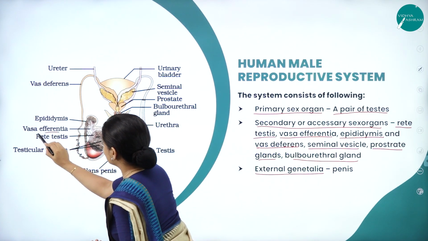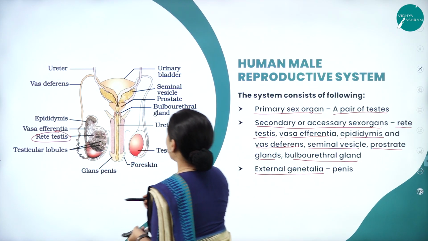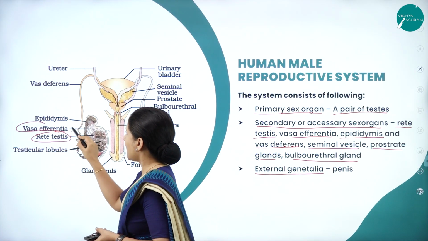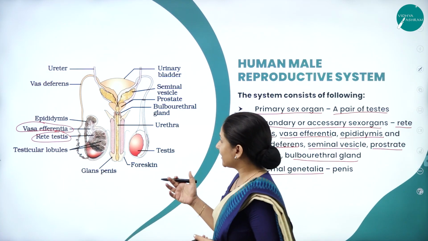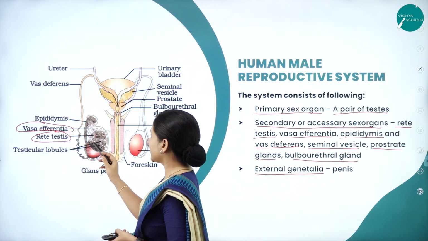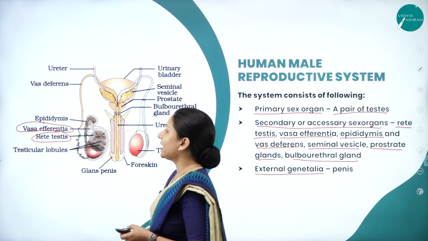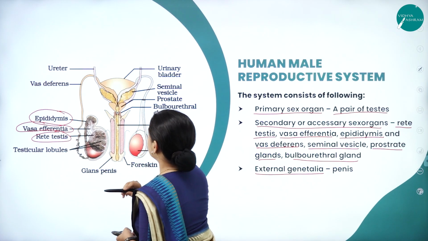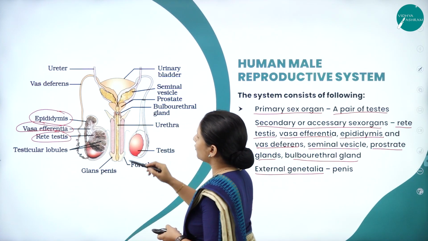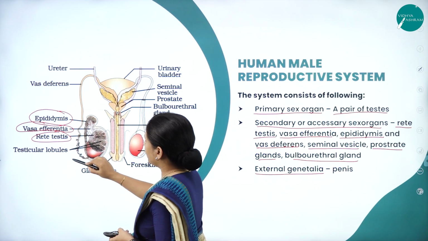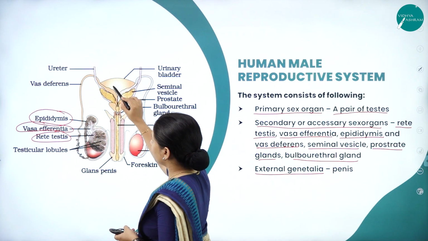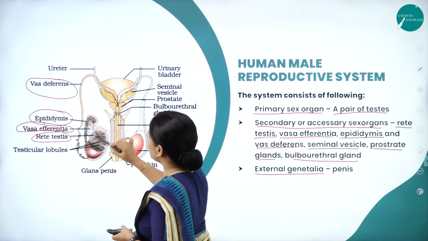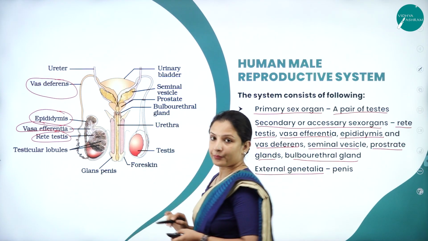This is the rete testis, which is present inside the testis, and next we have the vasa efferentia. The vasa efferentia are ligament-like or membrane-like structures which form the connectivity between the rete testis and the epididymis. Next comes the epididymis. After the epididymis, there is a tube-like structure which forms a continuity with it, called the vas deferens, which directly connects the testis to the penis.